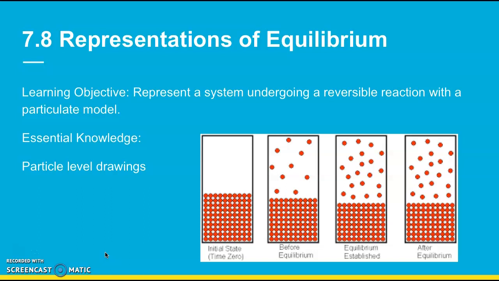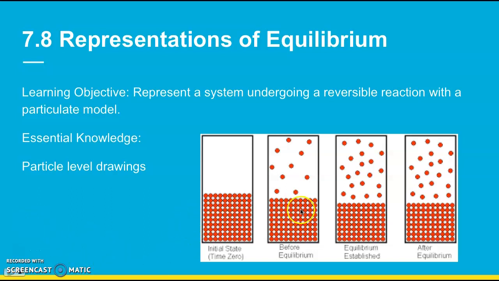Remember, at equilibrium, you have constant amounts of each substance. So if you just take one snapshot of what's going on, you can't tell anything from that. You have to have particle level drawings from different times. And basically what you're looking for is, do you have the same amount of each component from time 1 to time 2? And if you do, you're at equilibrium.